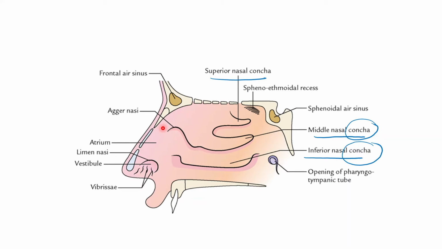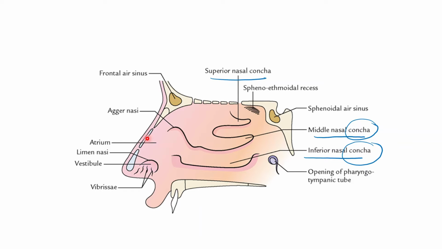The atrium is limited below by the limen nasi, and above it is limited by the mucosal ridge, which is called the agger nasi. So these are the features present in the anterior most part of the lateral wall.